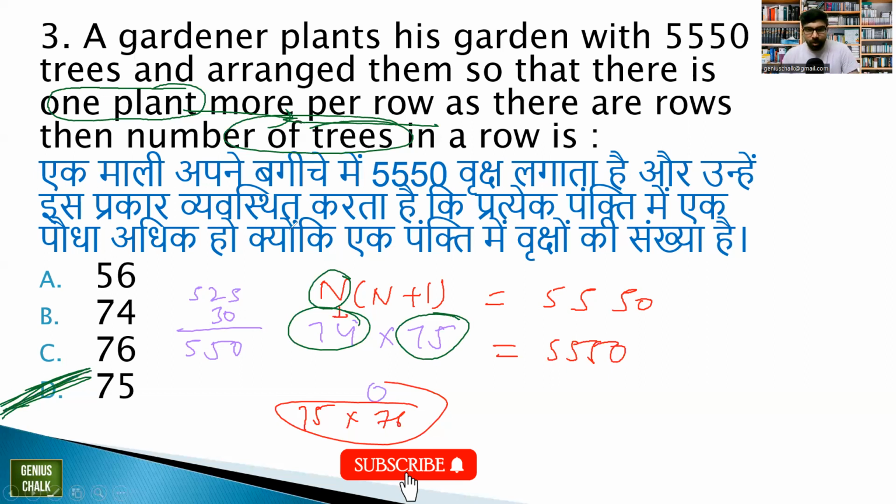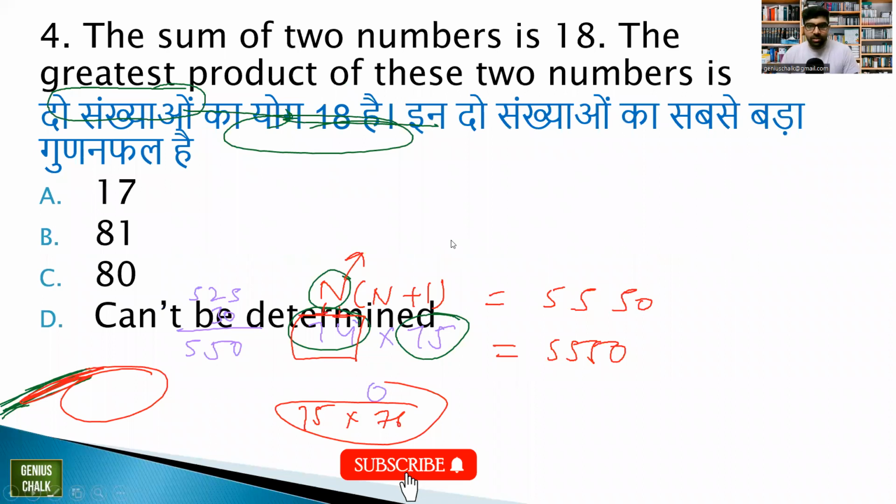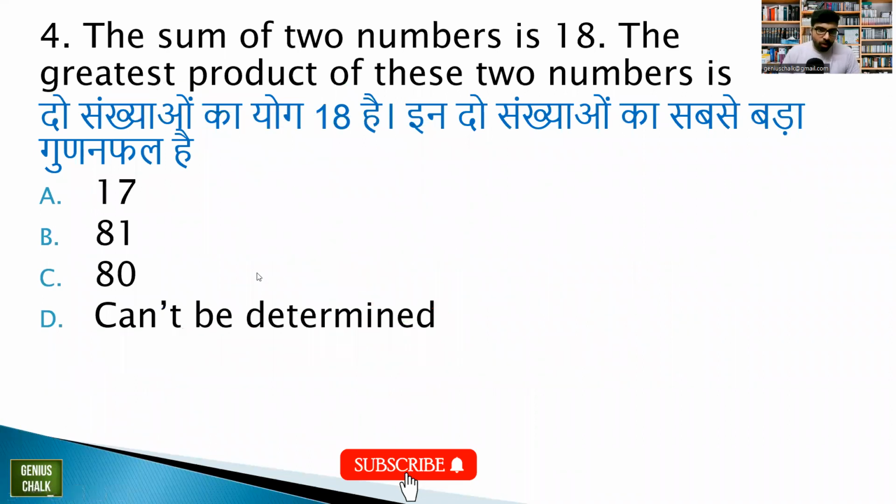I hope you are getting my point. See, after putting n value equal to 74, I'm getting the answer. But here n stands for number of rows. I need to have number of trees. That's why I have to have 75 as my answer. Right? Very, very important question. Very good question. Repeatedly asked in your exams. Let's move on to the next question.